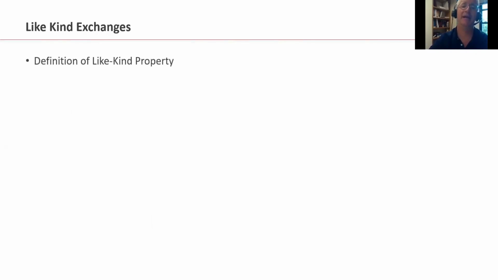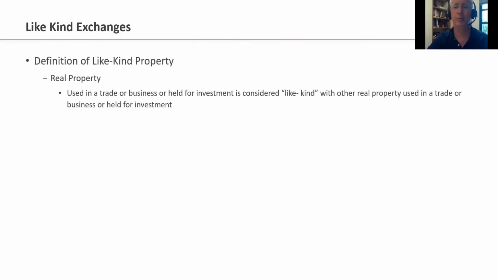So what's the definition of like-kind property? If it's real property, then it's property used in a trade or business or held for investment, and it's considered like-kind with any other real property used in a trade or business or held for investment. So we consider that a fairly loose definition of like-kind. So a warehouse for an office building? Yep. An apartment building for a warehouse? Yep. Those are both like-kind.